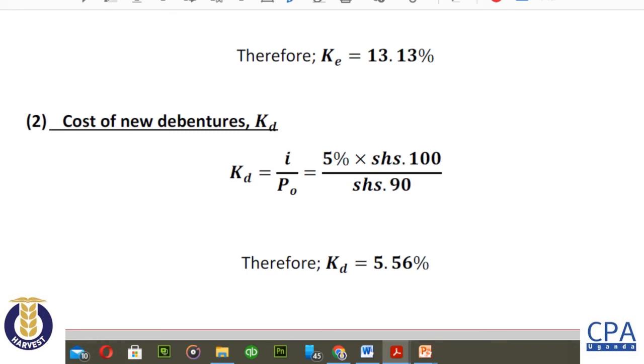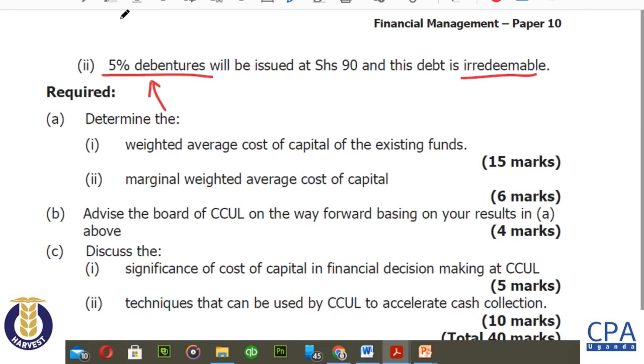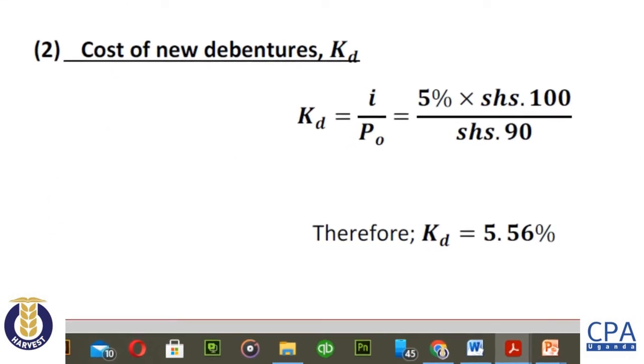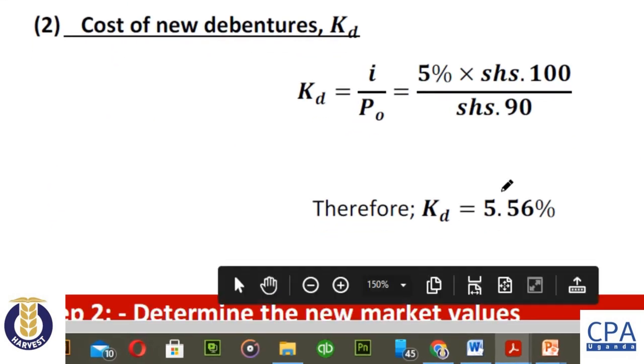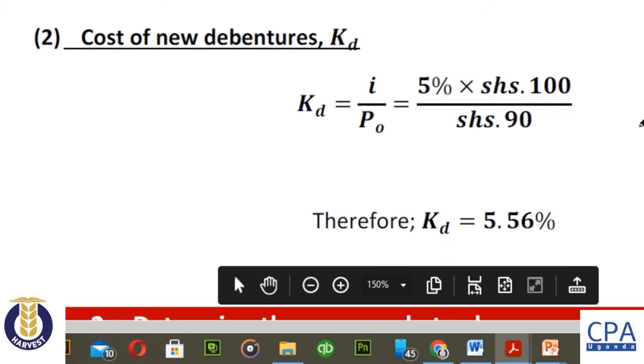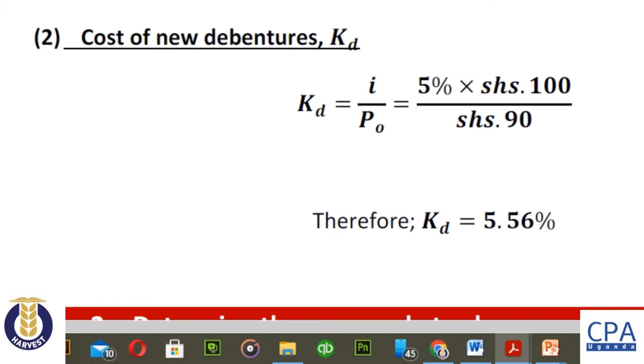That's what we are told in the question, that the new debentures are coming with a coupon of 5%, and they are issued at 90, and that's the price. So we end up with a KD of 5.56. You can verify that and see whether that is what you have.